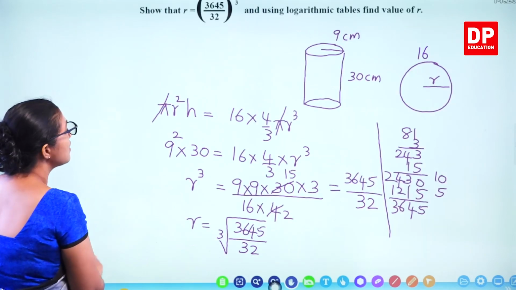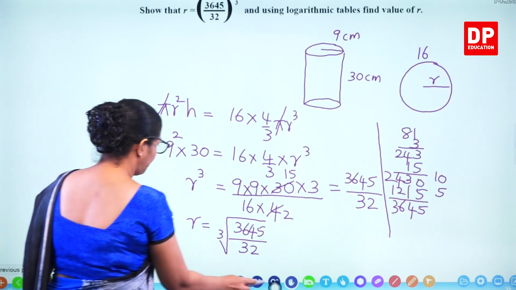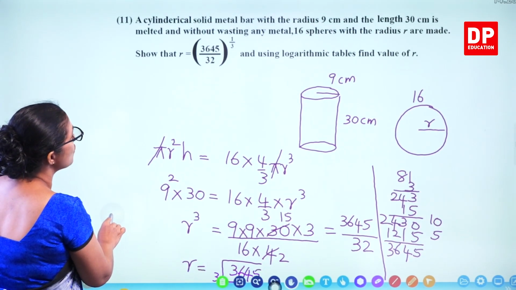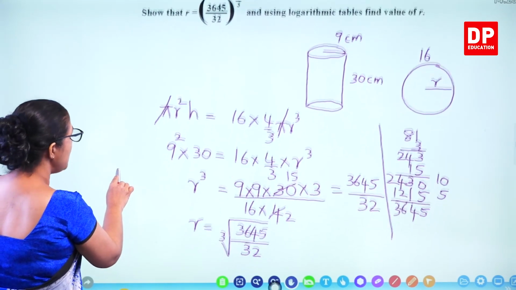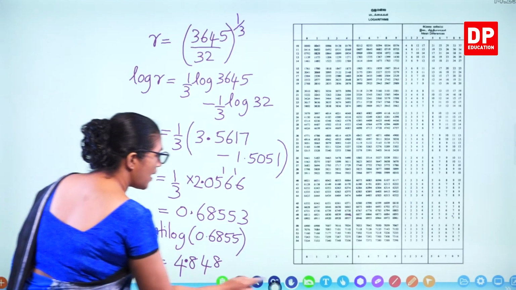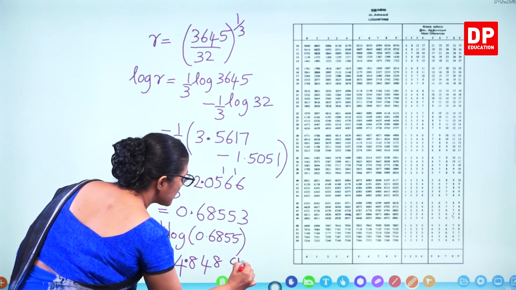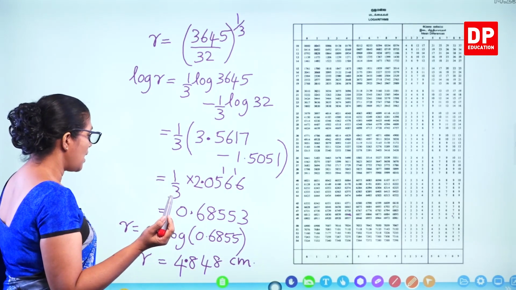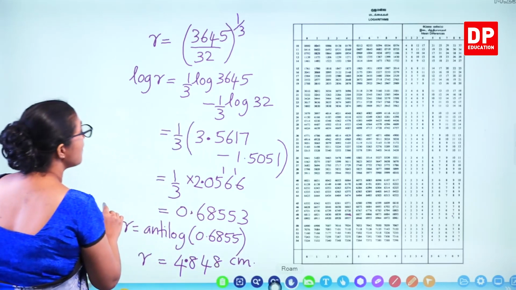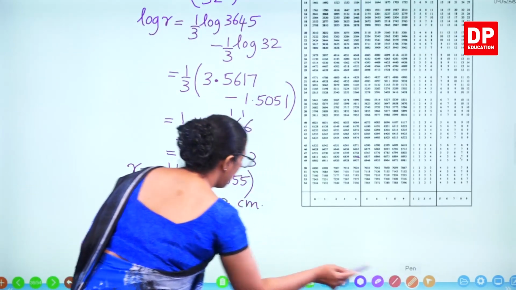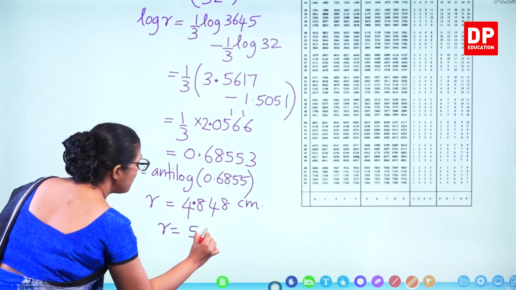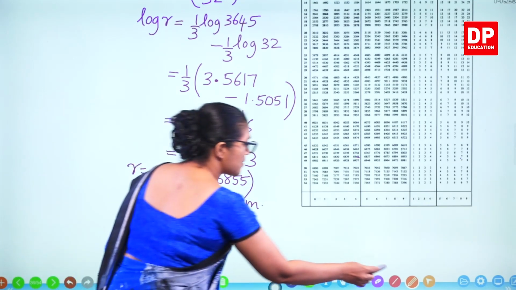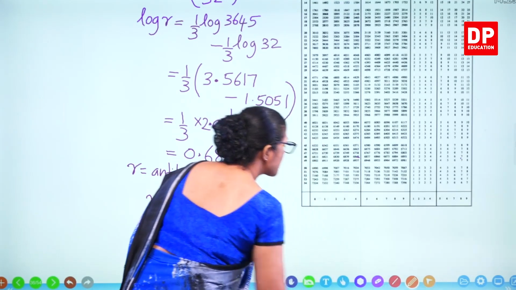We can check it from this one. This is in centimeters, so you can write this answer in centimeters. If you are writing this value correct to the whole number, that becomes 5 centimeters. So, if it's a whole number, R becomes 5 centimeters. So, that's the answer.